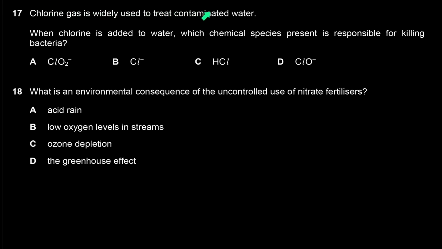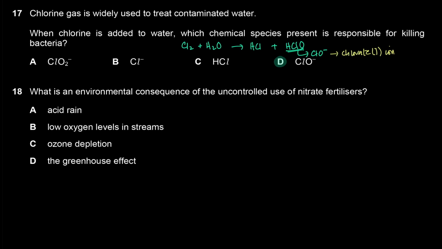Chlorine gas is widely used to treat contaminated water. When chlorine is added to water, which chemical species present is responsible for killing bacteria? If you remember, when chlorine reacts with water, it forms HCl and HClO. The chlorate(I) ion is what's responsible for killing bacteria. So the answer here is D. We're forming chlorate(I) ions that are responsible for killing the bacteria.